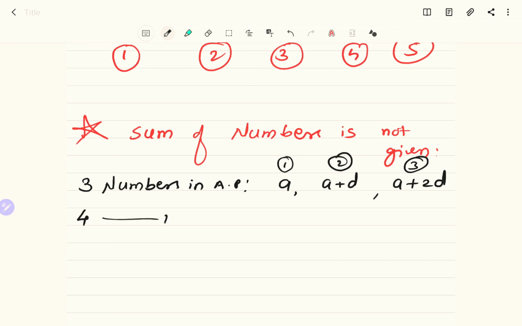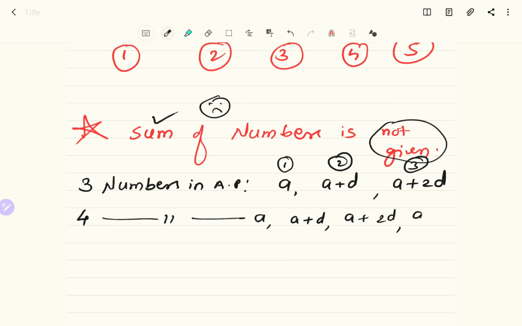If it is a question of four numbers in AP but the sum is not given, then please select the four numbers as A, A plus D, A plus 2D, and the last one is A plus 3D. Similarly, if it is a question of five numbers in AP but the sum is not given, then please select the numbers as A, A plus D, A plus 2D, A plus 3D, and A plus 4D.